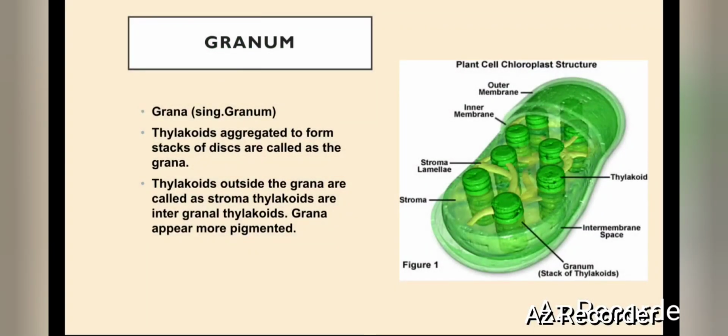In the stroma, there are the stacks of the thylakoids. Thylakoids aggregated to form the sacs. They are called grana. Outside the grana, the thylakoids are also present. They are called stroma thylakoids.